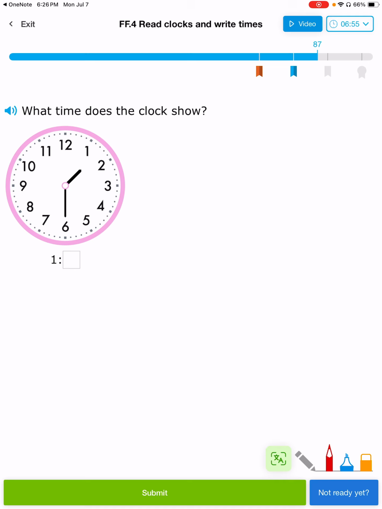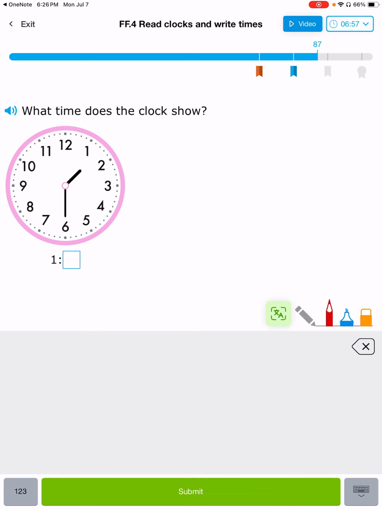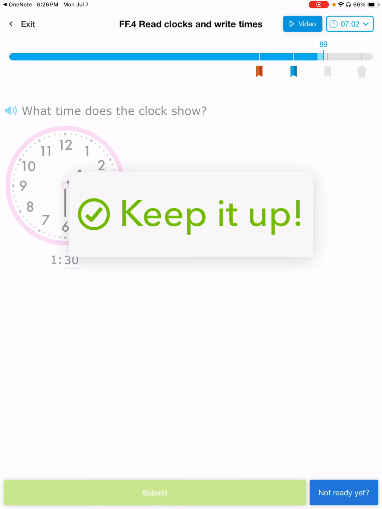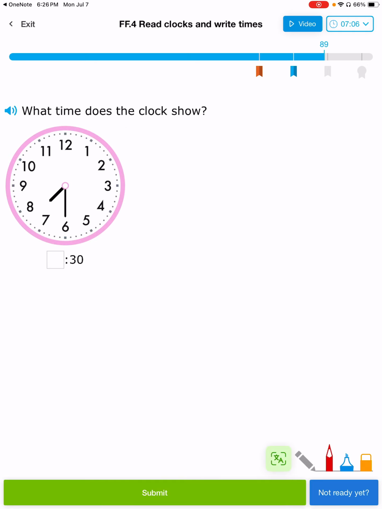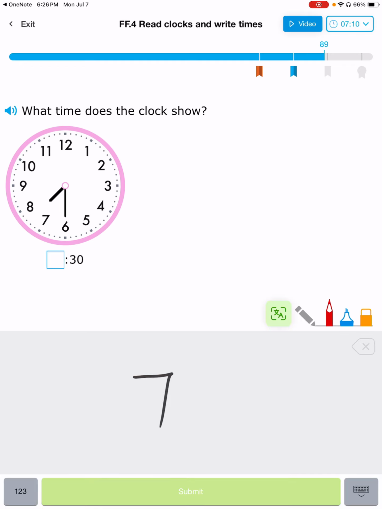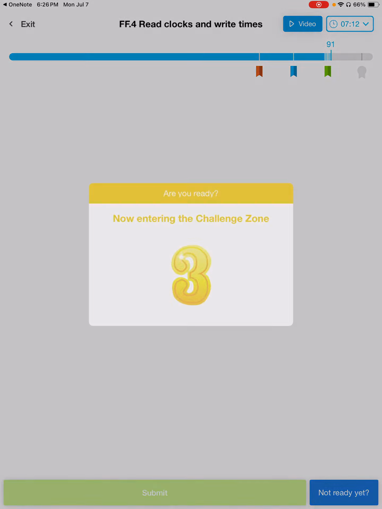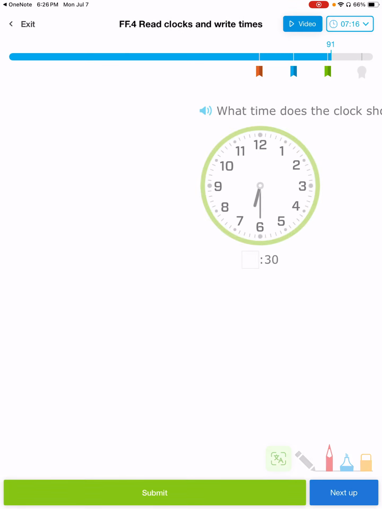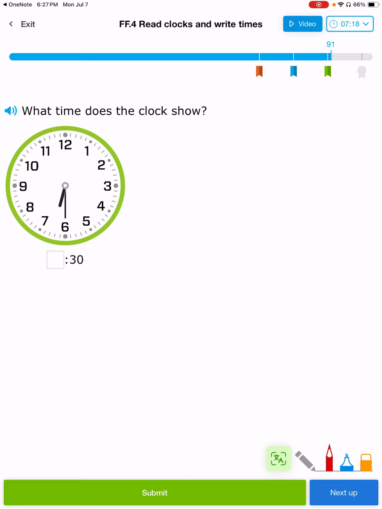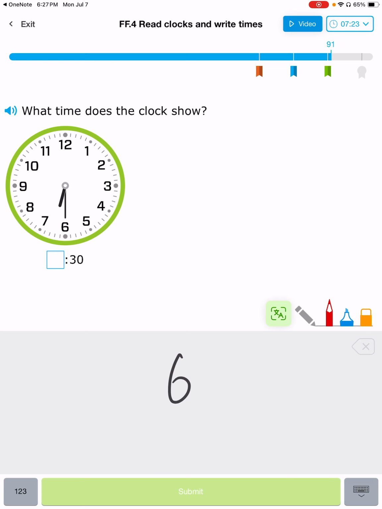What time does the clock show? It is 1:30. What time does the clock show? It is 7:30. Now we're entering the challenge zone. What time does the clock show? It's past 6, so it is 6:30.